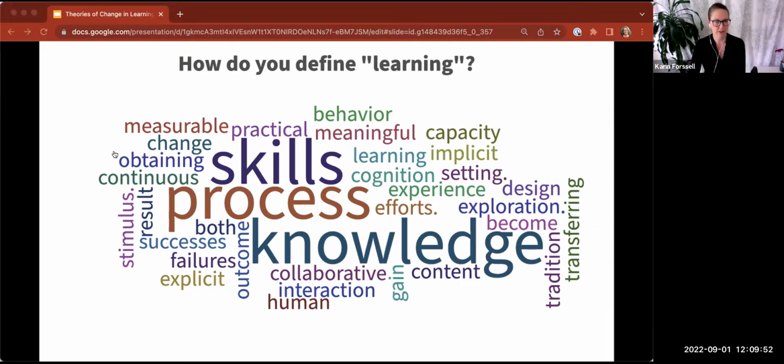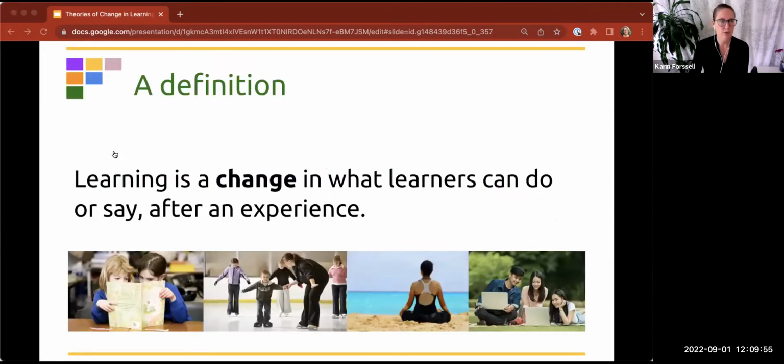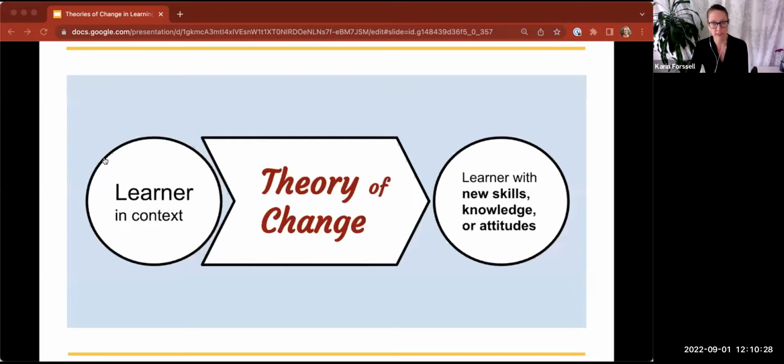My definition of learning is a change in what learners can do or say after an experience. And the reason that I think this is important is because change is what it's all about. As learning experience designers, we need to know the answers to 3 important questions. First, who are our learners? Second, what do we want them to be able to do or say? And third, how are we going to effect that change from where they are now to where they're going next. And so that's why I find it really important to talk about a theory of change.